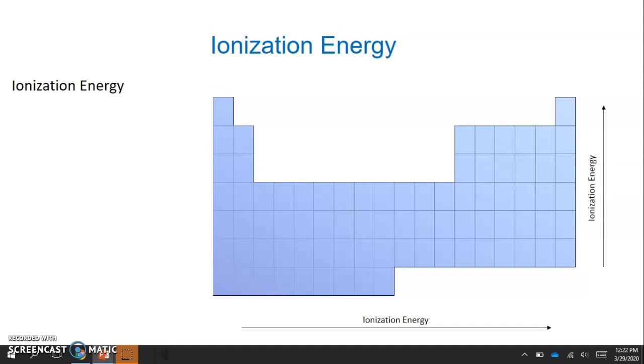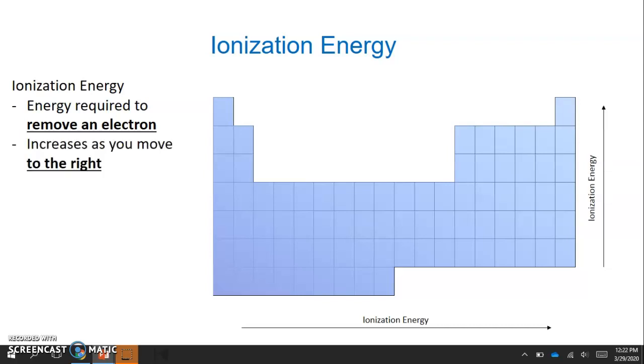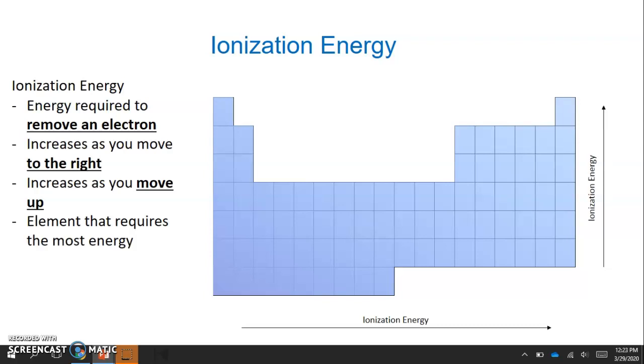Ionization energy. Ionization energy is just the energy required to remove an electron. Again, you can pause the video and draw these arrows on whichever one of your periodic tables you need to. It increases as you move to the right, and it also increases as you move up. Just like your electronegativity trends, ionization energy is going to increase as you move to the right and up. Now the element that requires the most energy, take a minute, pause the video, see if you can figure it out.